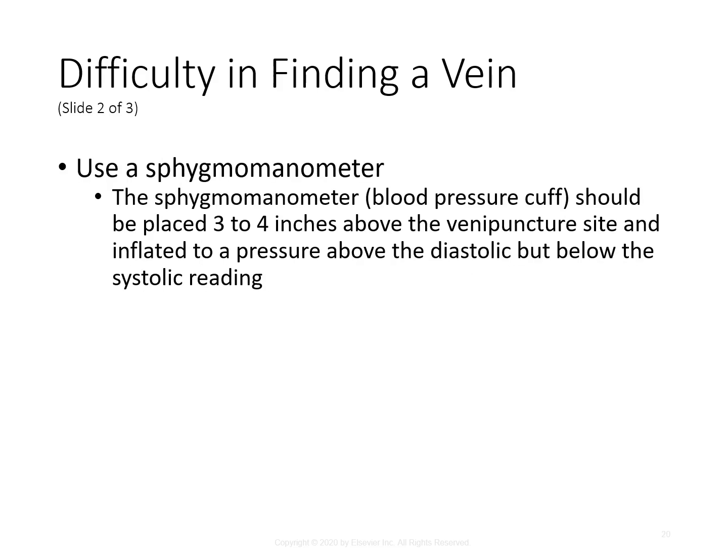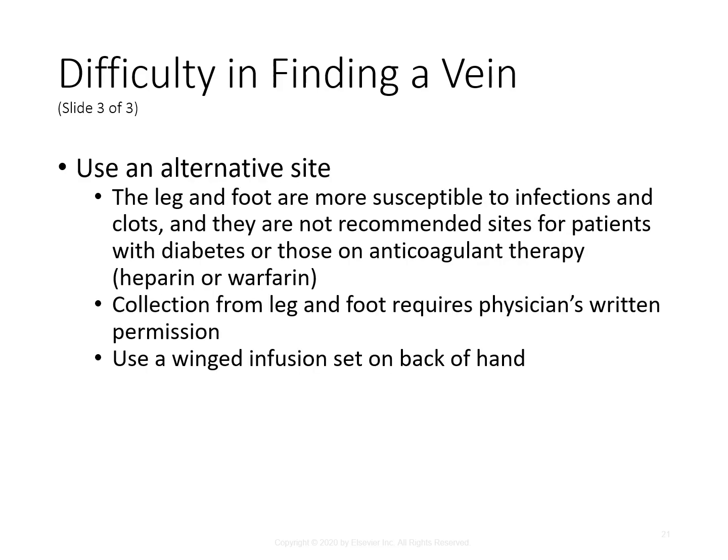You can also use a blood pressure cuff instead of a tourniquet if you are having issues finding a vein with a tourniquet. It should be placed 3 to 4 inches above the venipuncture site and inflated to a pressure above the diastolic but below the systolic reading. You can also use an alternative site like mentioned earlier.